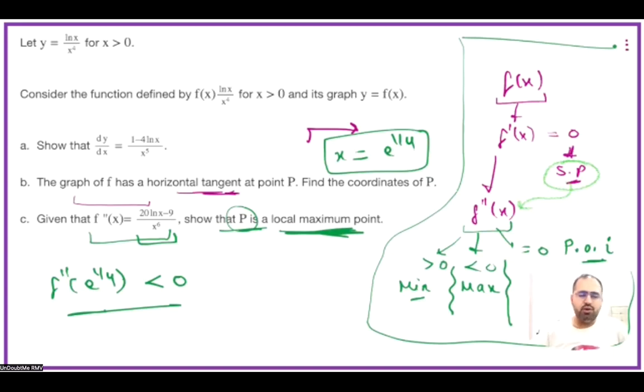Now, if there is any doubt, you can ask. If anyone has any doubt. So just substitute the x value and check whether it is positive or negative. You may not have to solve it completely to check positive or negative. You can solve it partially also.